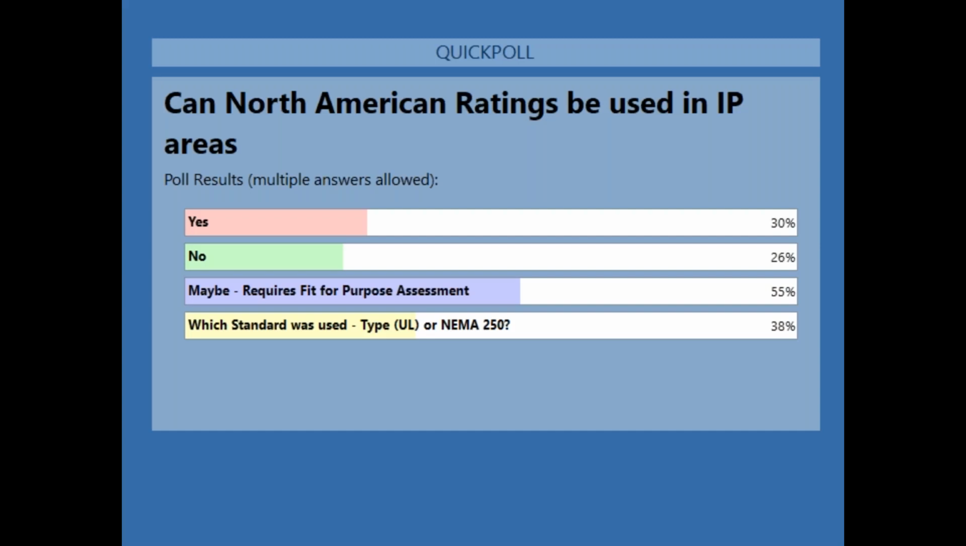A transformer, high voltage motor, intrinsically safe equipment, SIS, safety instrumented system equipment, could get water into it. That would compromise its Ex protection technique. So really, the 2 answers are maybe with a fitness for purpose assessment, and which standard was used. Sometimes it's a yes, but you have to assess it. You have to do a risk assessment.